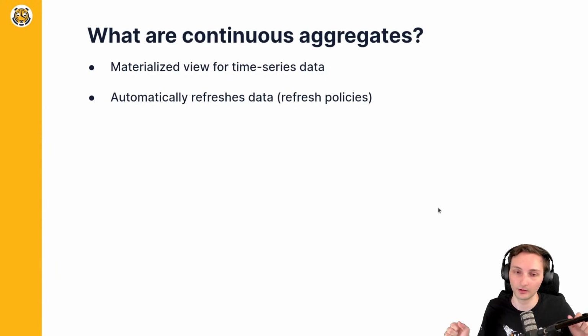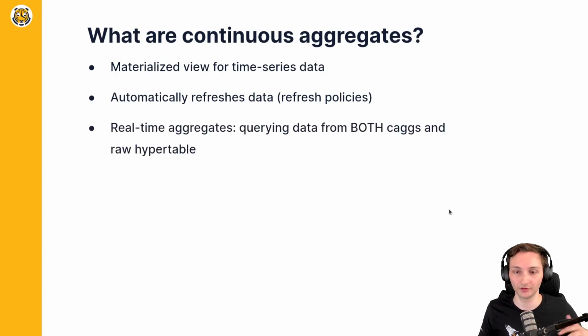Then one good feature of continuous aggregates is that it automatically refreshes data in this materialized view if you set up refresh policies. Another interesting thing with continuous aggregates is what we call real-time aggregates, which is basically you can query data both from your actual continuous aggregate table that is already materialized, but if there was new incoming data since the last refresh, continuous aggregates gives you that data as well, which is not yet materialized. I will show you examples of this in the demo part, and also I will mention it throughout today's stream, so you can understand it better.